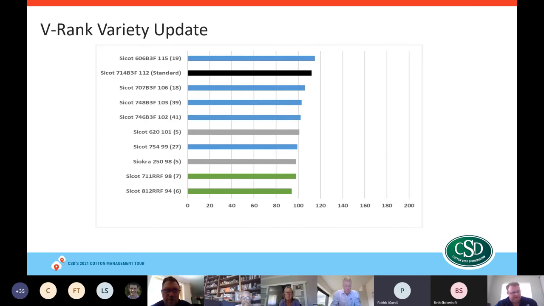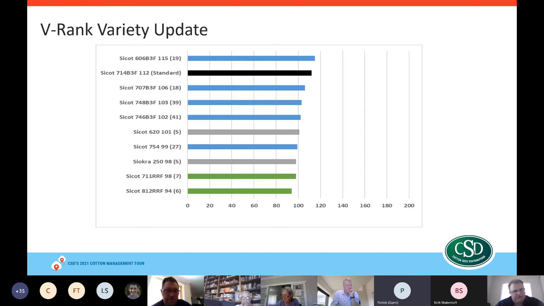So the V ranks, we have a new variety, which some of you might be aware of, which is called Psychot 606 B3F. It's been in our V rank trials for a number of years now. We have 19 trials of that. And certainly we've seen a significant difference between Psychot 606 B3F compared to the standard, which is Psychot 714 B3F, which is a pleasing result.